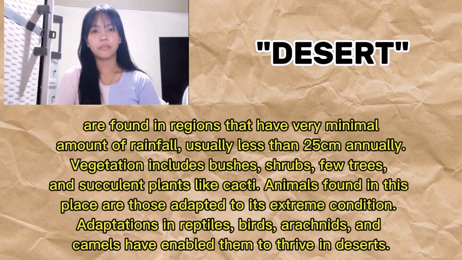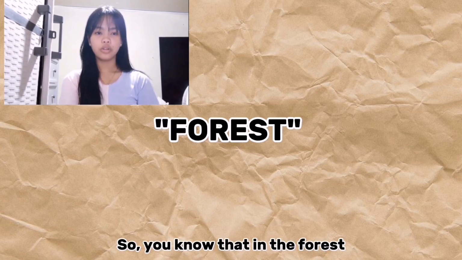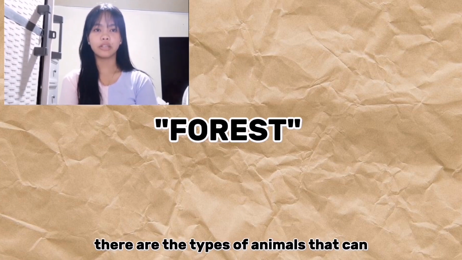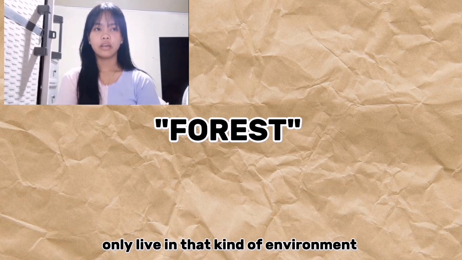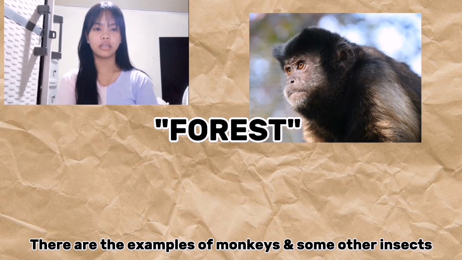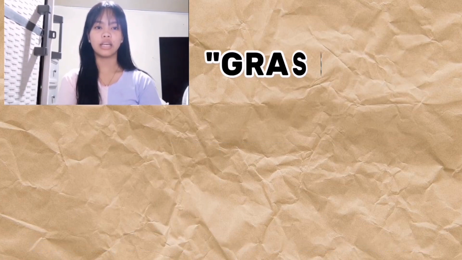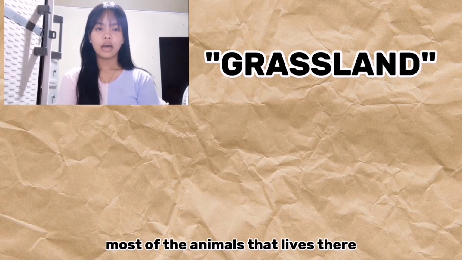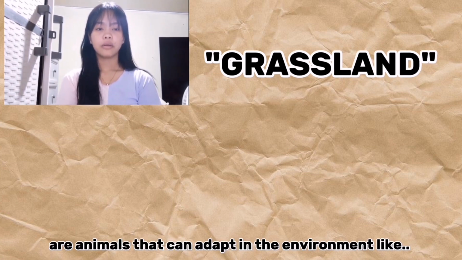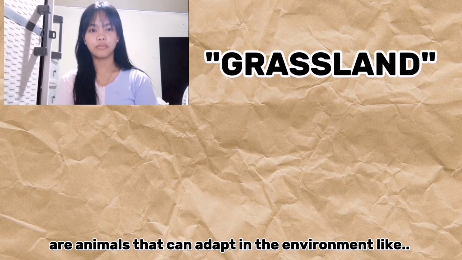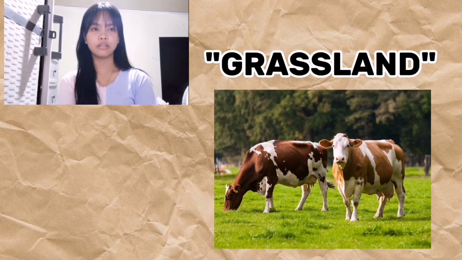Adaptation in reptiles, birds, arachnids, and camels have enabled them to thrive in the desert. So, you know that in the forest, there are types of animals that can only live in that kind of environment. Examples are monkeys and some insects. While in grassland, most of the animals that live there are animals that can adapt to the environment, like cows and other animals that eat grass.